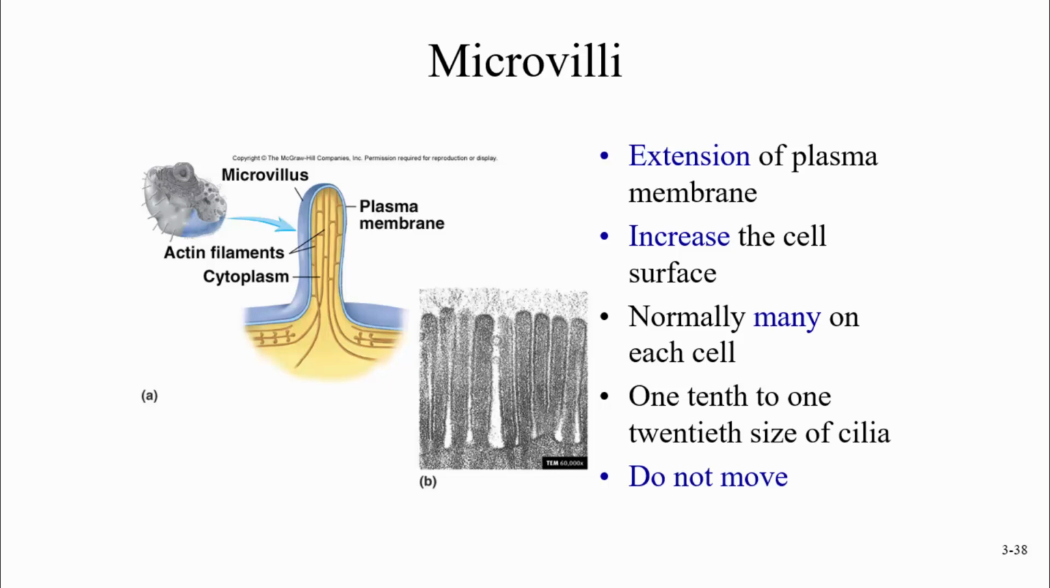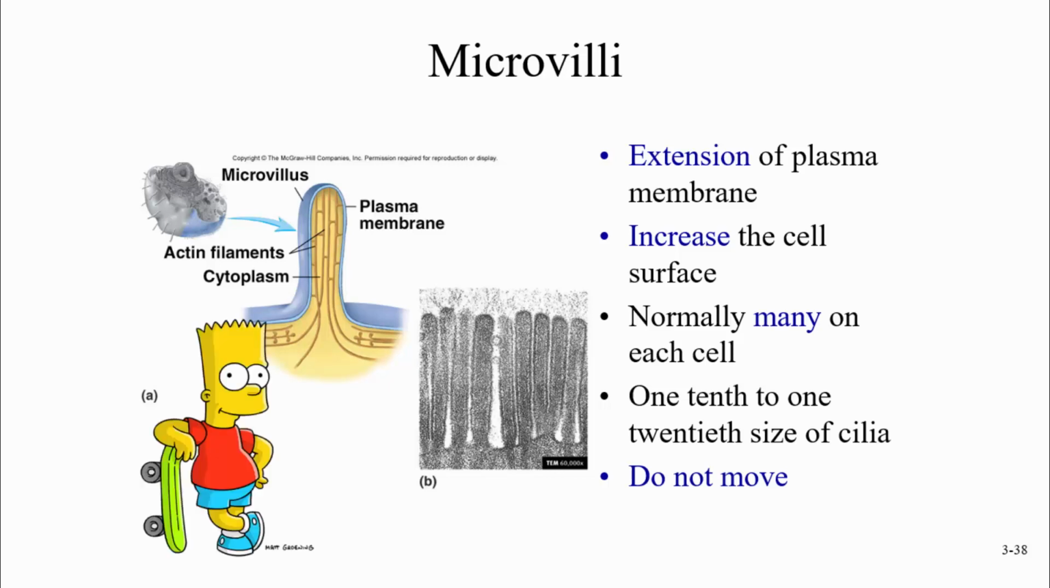And you know what it kind of reminds me of? Kind of reminds me of this guy. Okay, so we've got Bart Simpson. And see how Bart Simpson, this is not hair on Bart Simpson. This is more like extensions of his skull. As a matter of fact, his head kind of looks like a columnar epithelial cell. And it's the columnar epithelial cells where you're going to find these microvilli. And again, the function of the microvilli is to increase surface area.